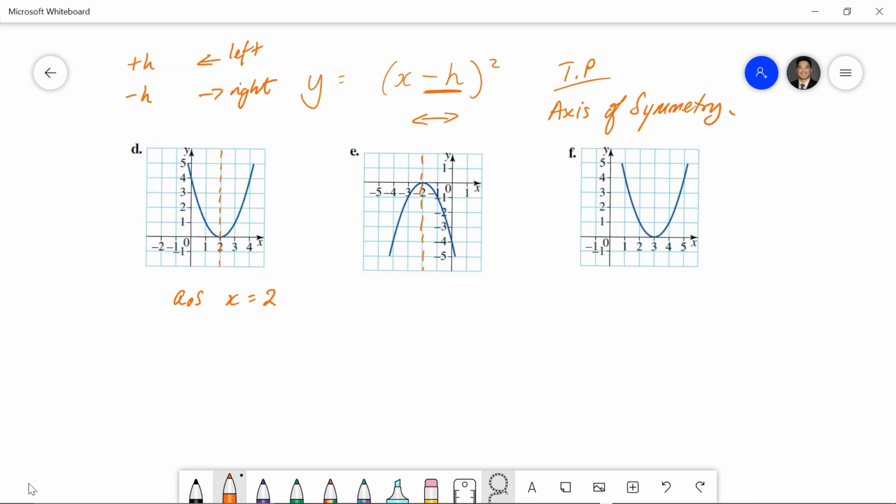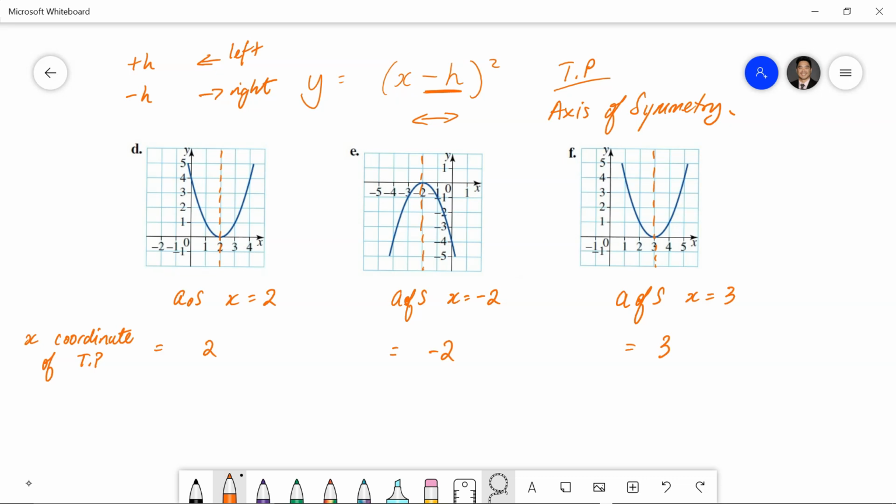In this case here, we have axis of symmetry where x is equal to minus 2. And in this case with the last one, we have an axis of symmetry where x is equal to 3. The turning point is the same. So let's say the x coordinate of the turning point is 2. It is negative 2, and it is positive 3.